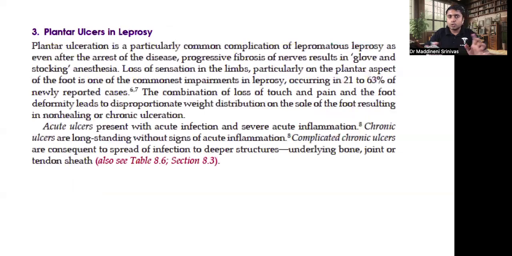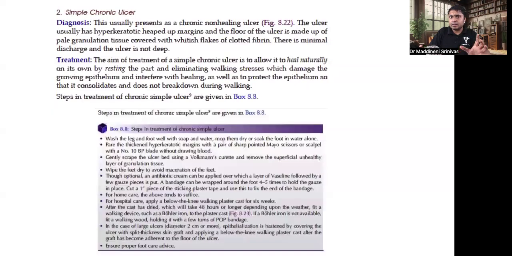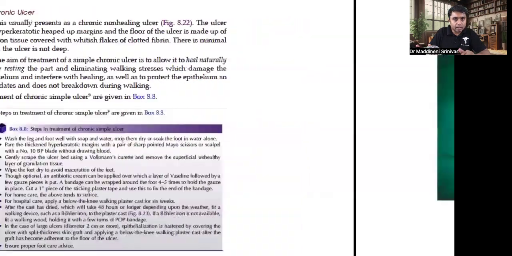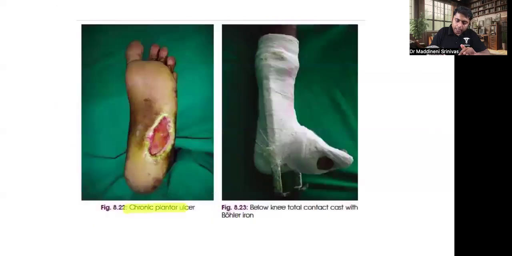And also I will just show you some literature about this from Jopling's, which is a standard textbook for leprosy. So you can see plantar ulcers in leprosy. We can have acute ulcers where there is going to be pain, or chronic ulcers, which are long standing. Chronic complicated ulcers can also be seen. Okay, so here in the picture mentioned in this particular MCQ, we are discussing a chronic plantar ulcer. So giving rest, avoiding weight, and putting a cast, that is what is going to be the treatment in these patients.